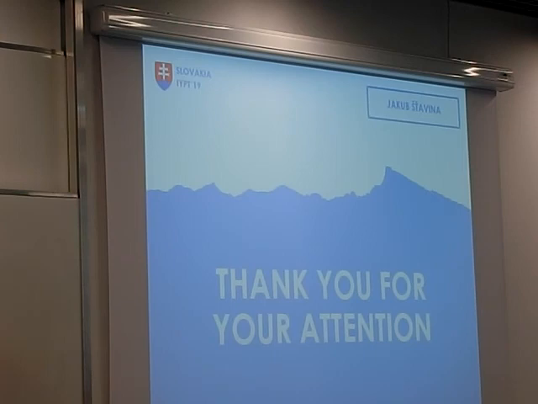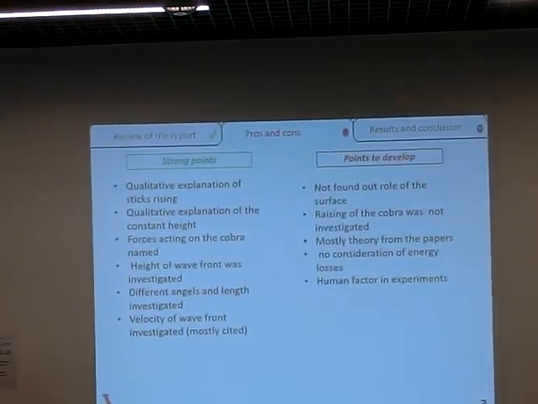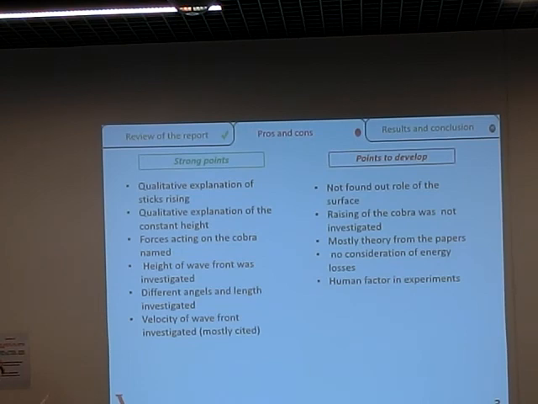Also, it was shown how the geometry of the cobra can change the phenomenon. There was an investigation of the angle between the sticks and how the length changes. But I'm not sure that in experiments with different planes, Young's modulus and Poisson's ratio were the same, because it wasn't proved. The main strong points of the report were a positive explanation of stick rising, and of why the height of the cobra is constant. It was because of the force balance, with all forces acting on the cobra. There was an investigation, not full but primitive, of the height and velocity of the cobra, and for example, of changing the lengths of the sticks.